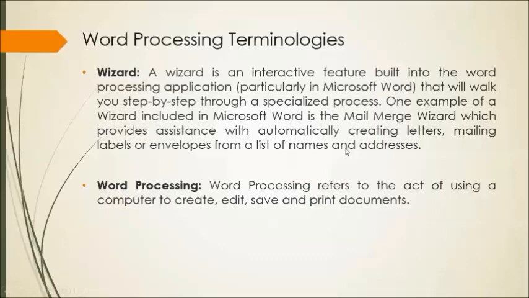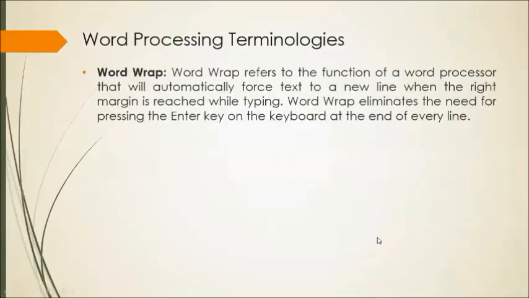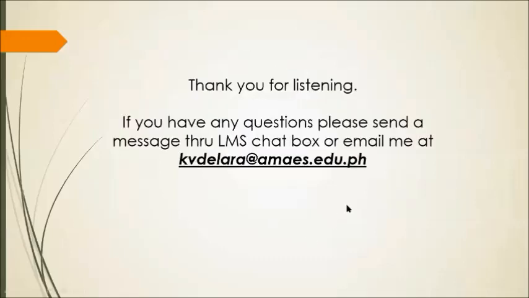Next, we have word processing. It refers to the act of using a computer to create, edit, save, and print documents. Word wrap refers to the function of a word processor that will automatically force text to a new line when the right margin is reached while typing. So word wrap eliminates the need for pressing the Enter key on the keyboard at the end of every line.